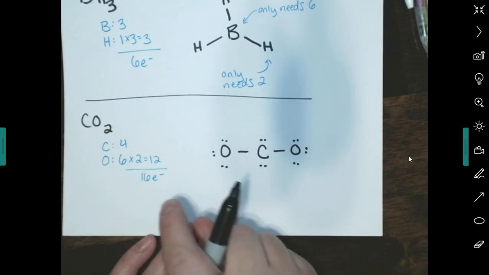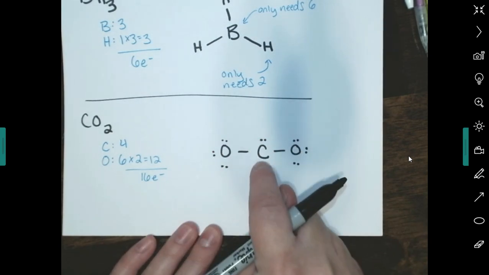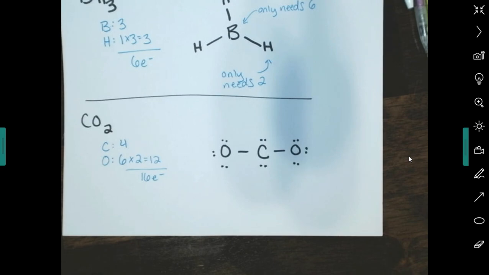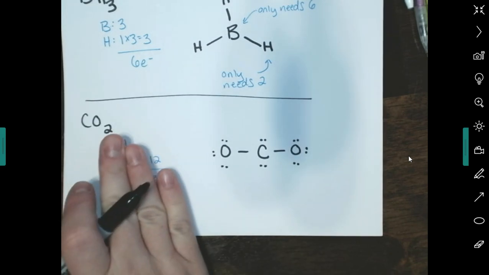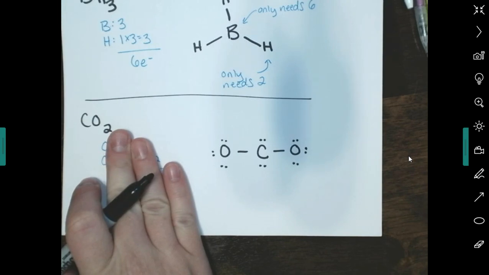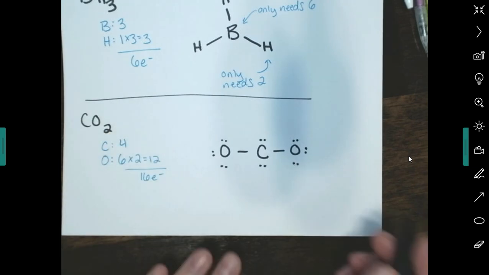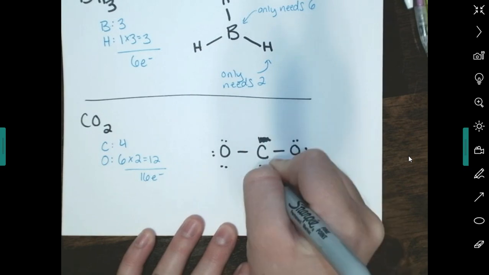Okay, did I use 16 electrons? 2, 4, 6, 8, 10, 12, 14, 16, 18, 20. I used 20 electrons. That's way too many. That's why it's important that you do this and don't skip this step. Because if you skip it, you might just be like, oh, done, moving on with life. But you can't do that. You have too many electrons on here. So those ones can't be there and those ones can't be there.